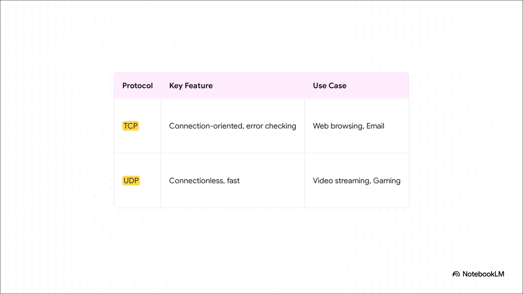TCP is like sending certified mail. It makes a phone call first to make sure someone is there, it numbers all the packages, and it gets a signature to make sure every single one arrives safe and sound. Perfect for loading a web page where you need everything to be perfect.